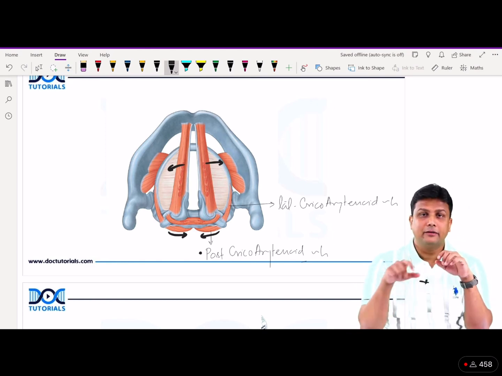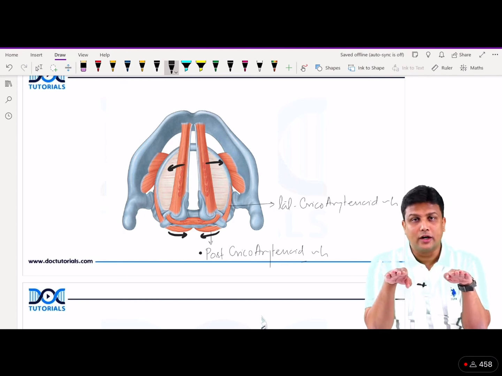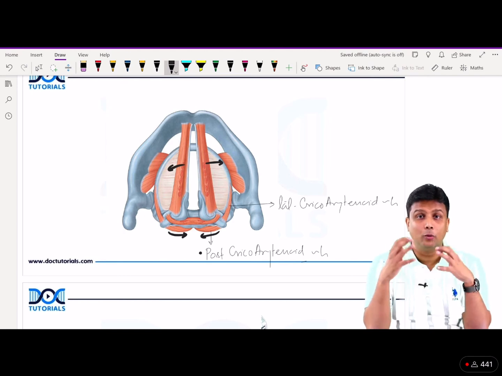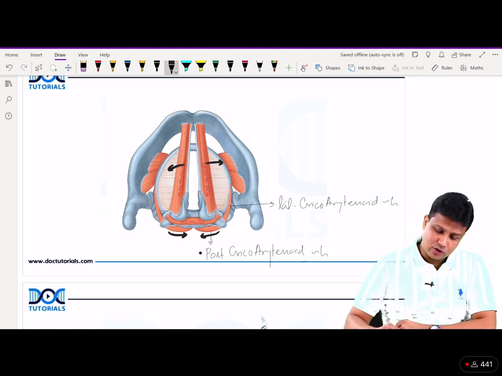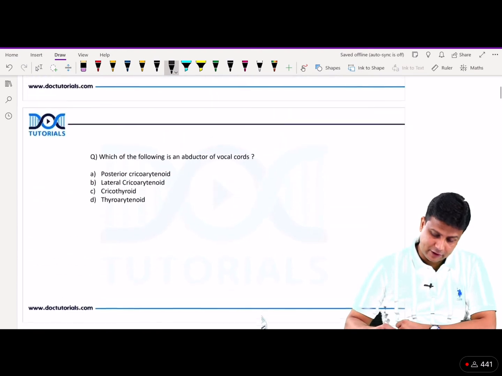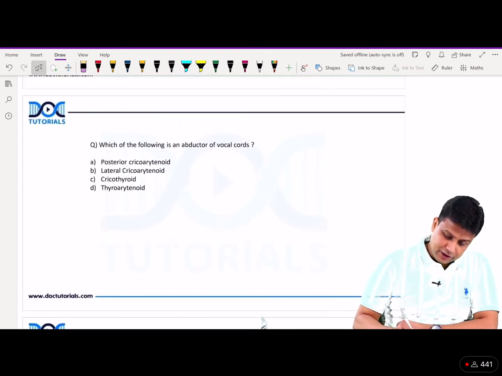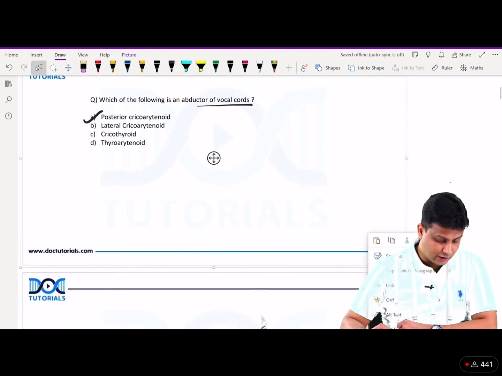And apart from that, because it is able to abduct the vocal cords, it is going to keep the airway patent. The airway will remain open, patent. So that is the reason why it is also known as the safety muscle of the larynx. Both of these questions have been asked in your exam. Take care about that. So which of the following is the abductor of the vocal cord here? That is the posterior cricoarytenoid.